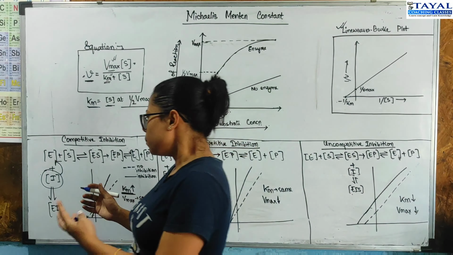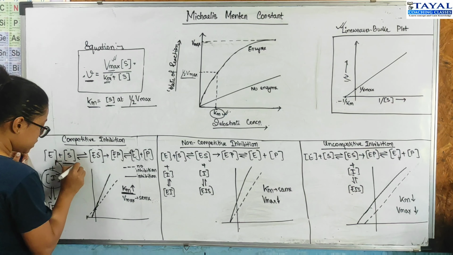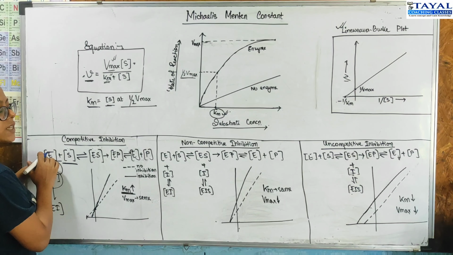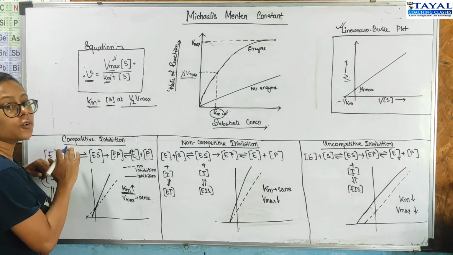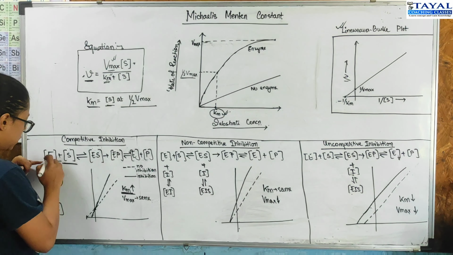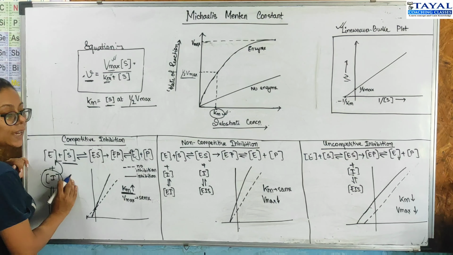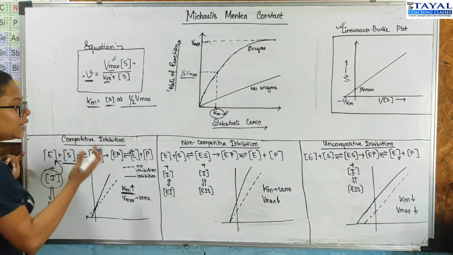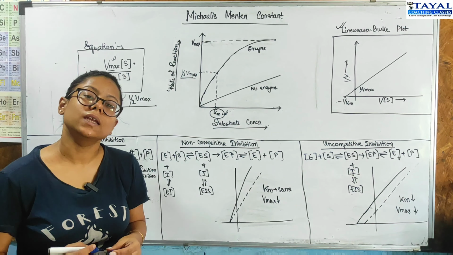right? Because obviously the substrate concentration at which initially half of the active sites of the enzyme could be filled is not enough, because most of the enzymes are also getting taken up by the inhibitor. So you need more substrate, and therefore the Km will increase.